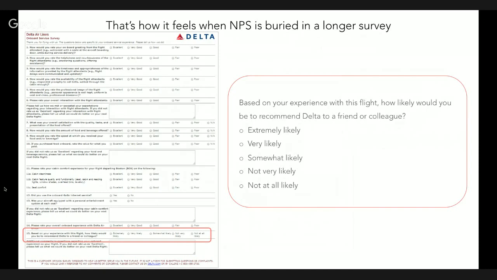Take a look at how they have structured it. Based on your recent experience with this flight, how likely would you recommend Delta to a friend or colleague? And then there is extremely likely, somewhat likely, not very likely, not at all likely. So it's totally skewed towards people giving you a positive feedback, and it's definitely not the right NPS score.